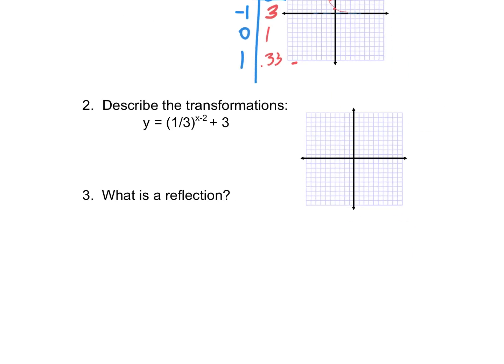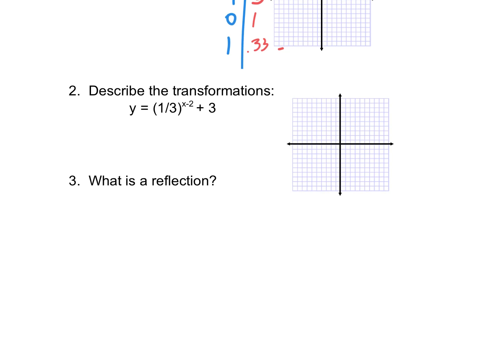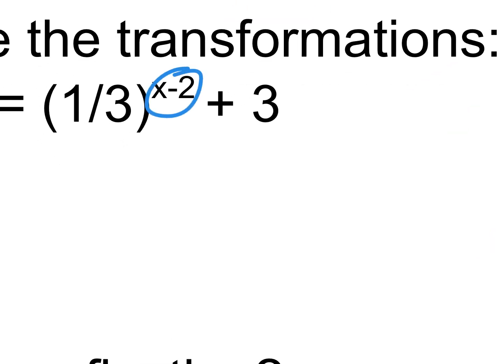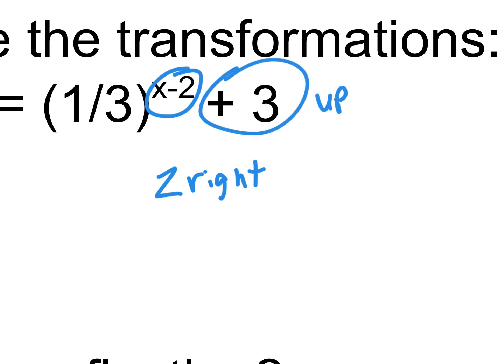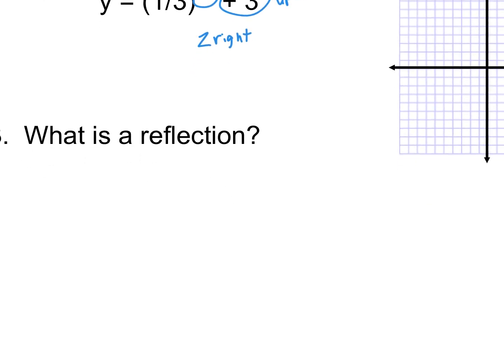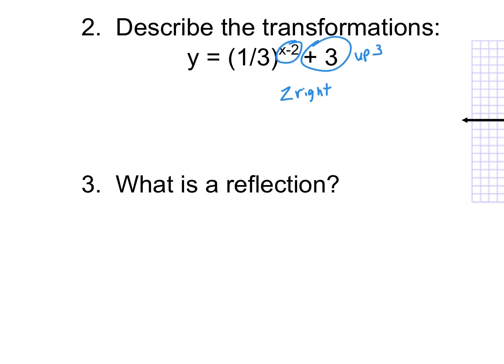All right. Describe the transformations. Ooh, all I got to do is say where it moves. 2 to the... Come on, say it. Don't be afraid or shy. 2 to the right. And how about this 3? Up 3 is correct. Okay. And then, what is a reflection?